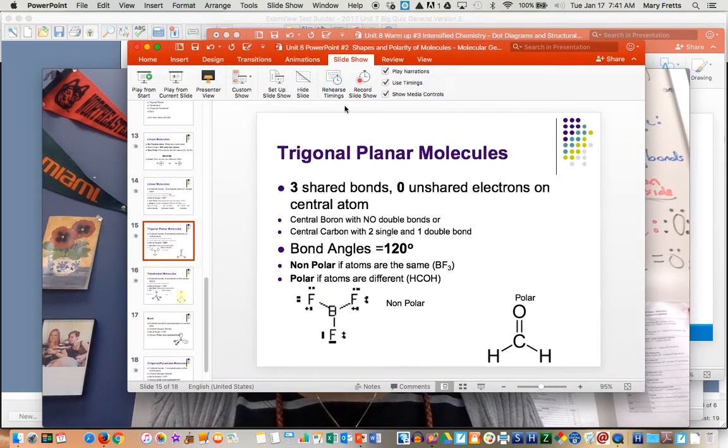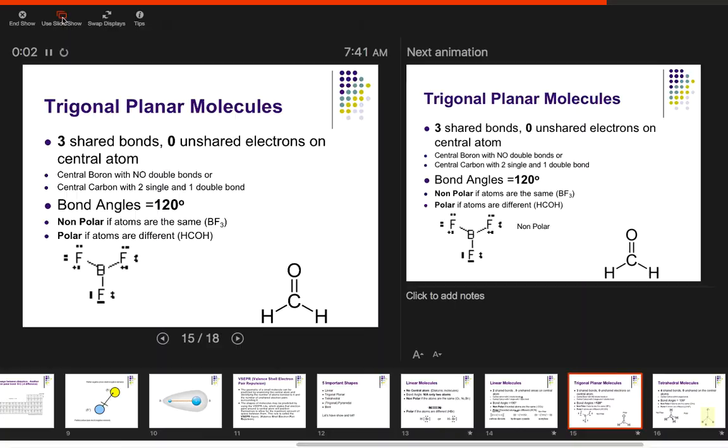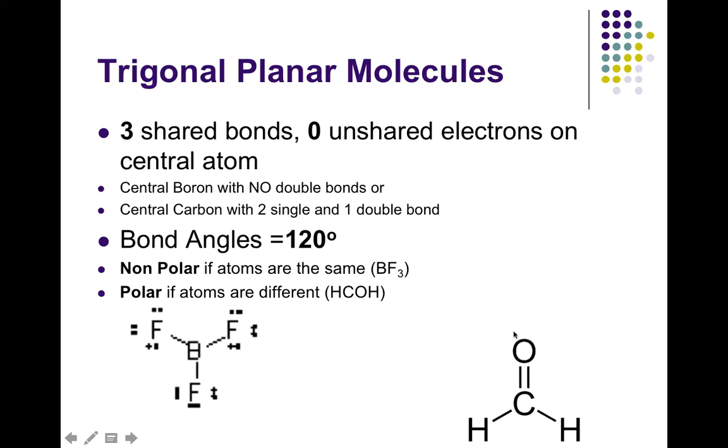Okay, so let's go back to the current slide. So again, you have 3 areas of bonding, and you just have to remember boron has no double bonds. It just has 3 single bonds. Moving on. And again, this one would be nonpolar because it's symmetrical all the way around. This one we can see the ends. We can see the polar bears and the penguins, so that one would be polar.